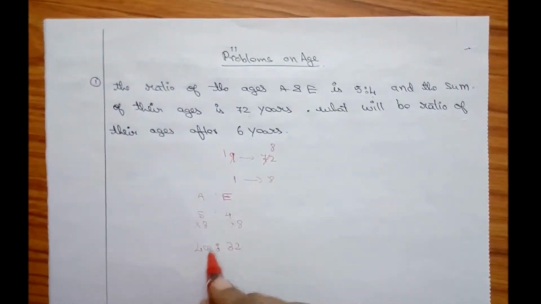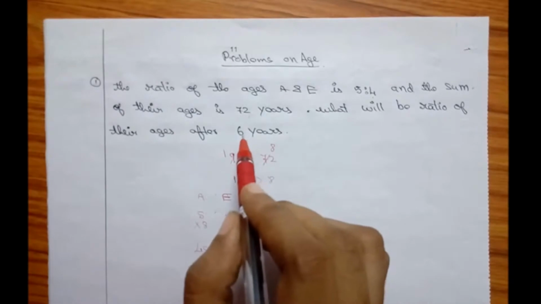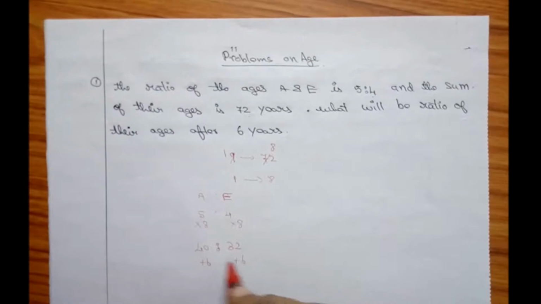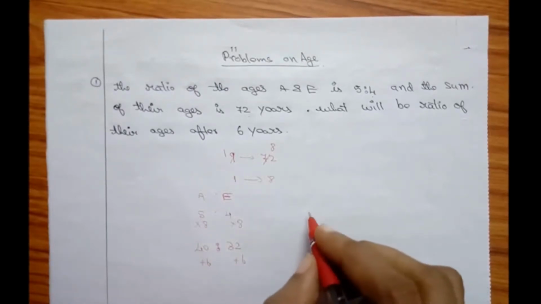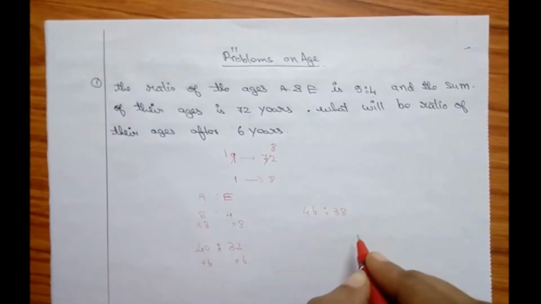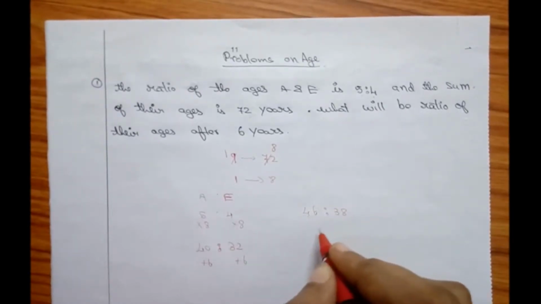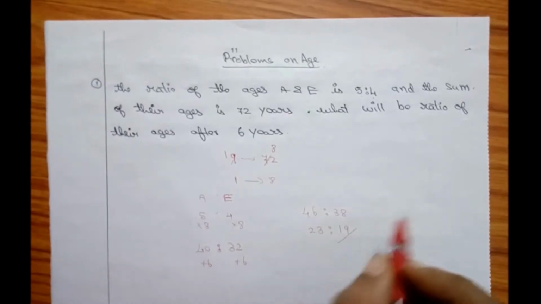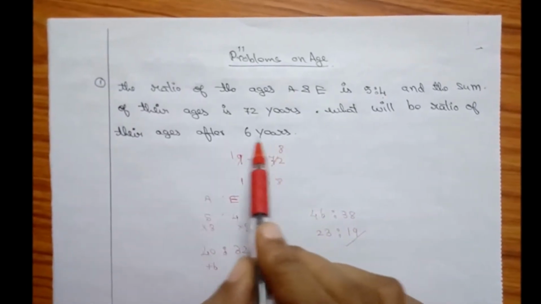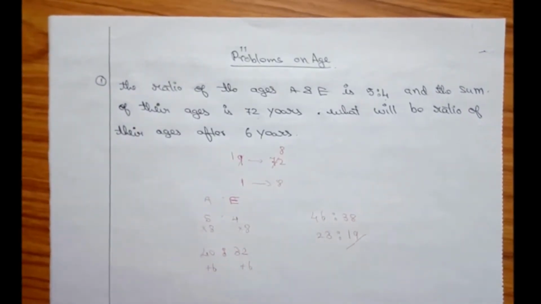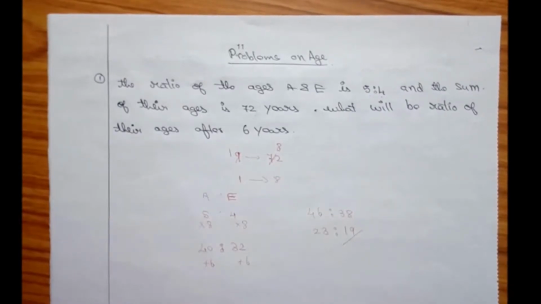Okay, so now they have asked the ratio between their ages after 6 years. So I will add 6 to each of them and I will get a new ratio of 46 is to 38. Okay, so by cancelling each and every term, I'll get 23 is to 19, which is the ratio between their A and B ages after 6 years. This is the answer. Okay, so now let's move on with the second problem.